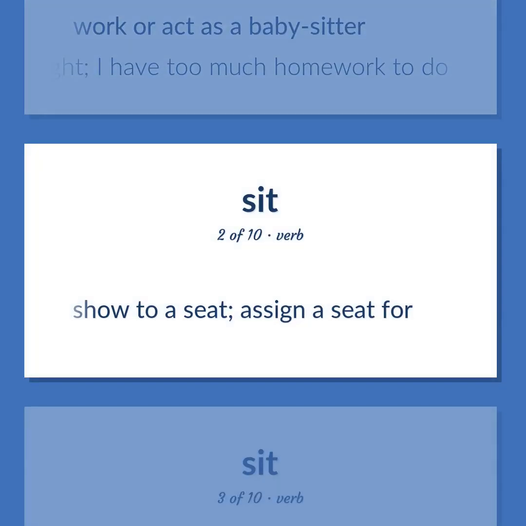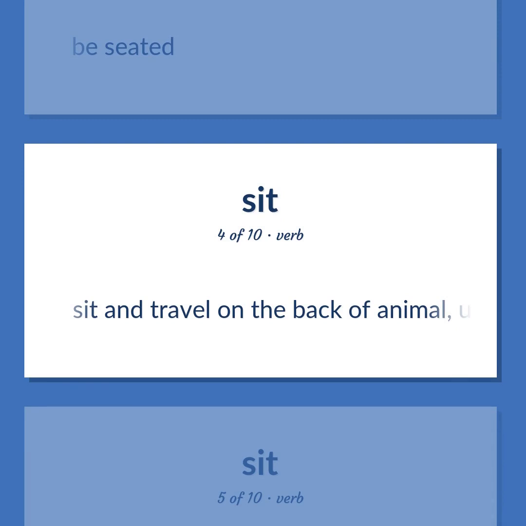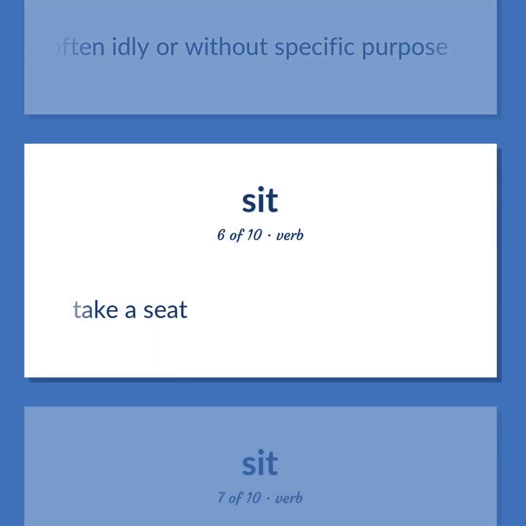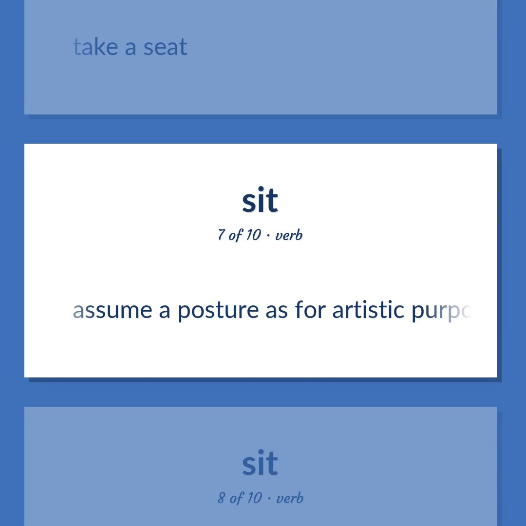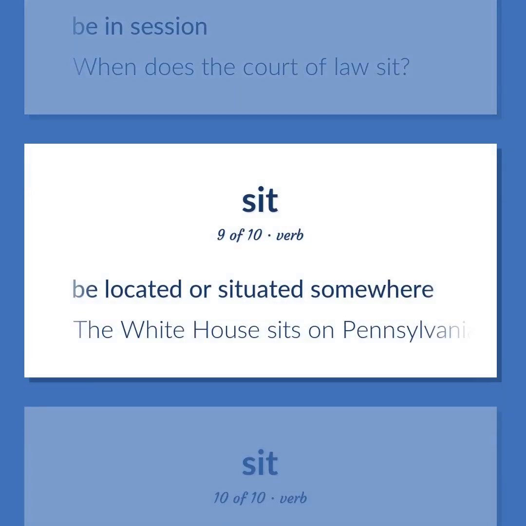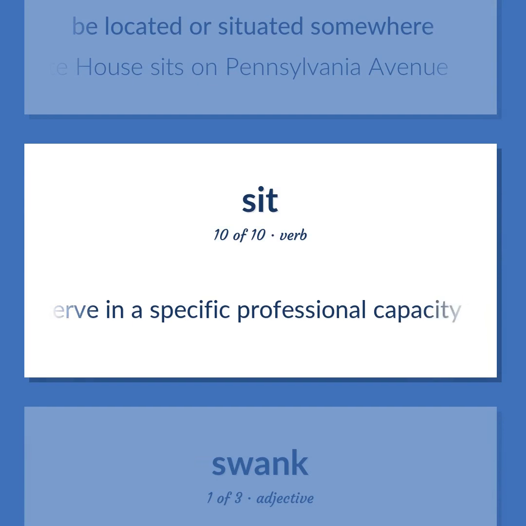Show to a seat. Assign a seat for. Be seated. Sit and travel on the back of animal, usually while controlling its motions. Be around, often idly or without specific purpose. Take a seat. Assume a posture as for artistic purposes. Be in session. When does the court of law sit? Be located or situated somewhere. The White House sits on Pennsylvania Avenue. Serve in a specific professional capacity.